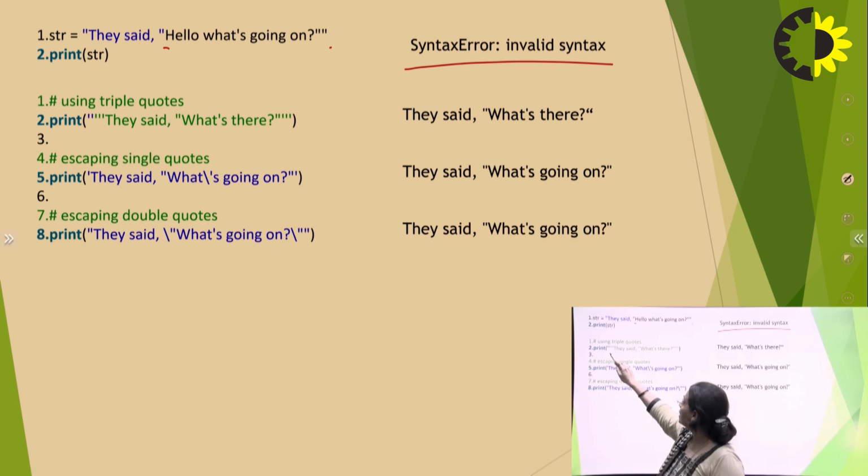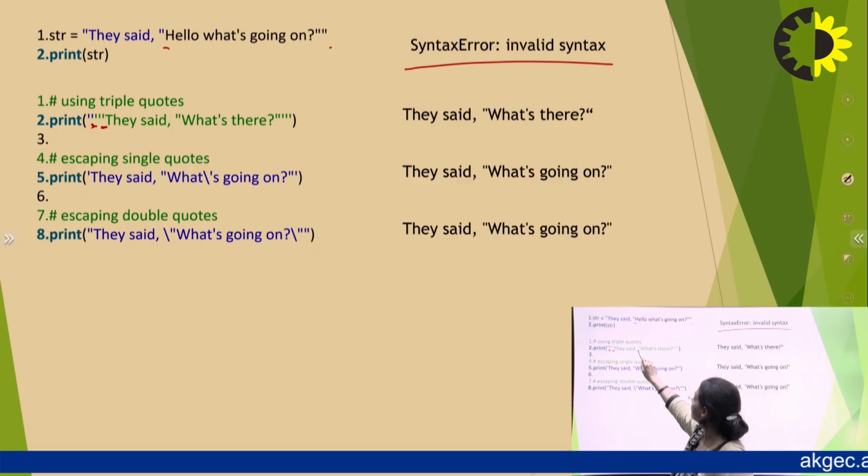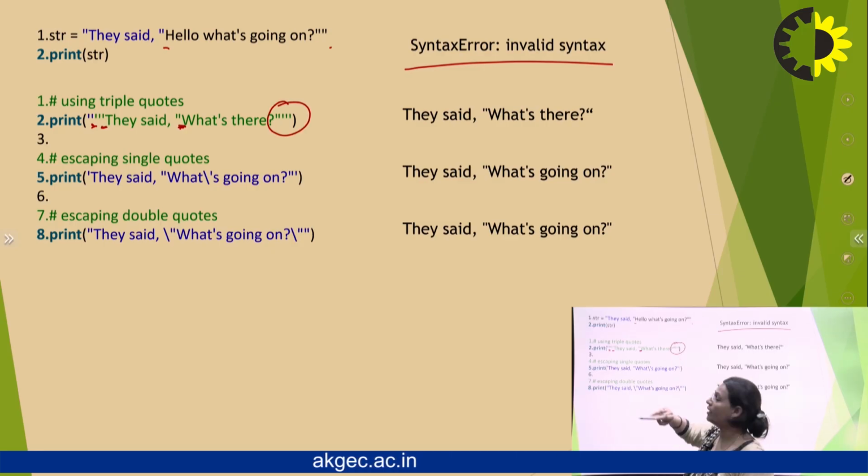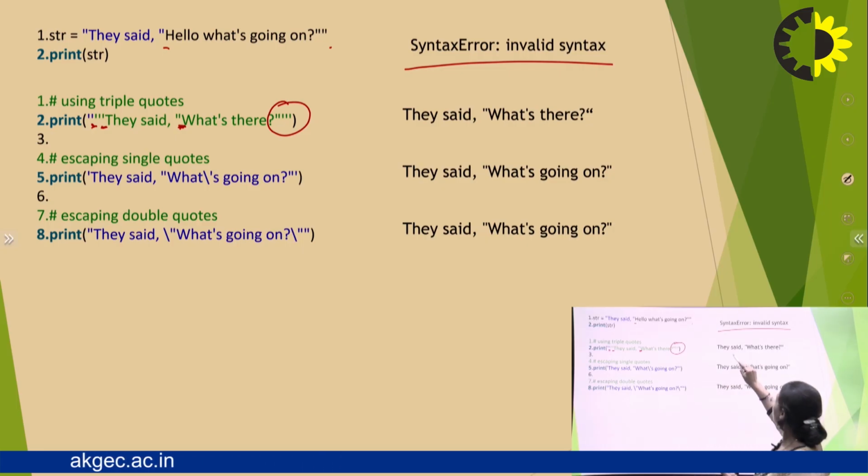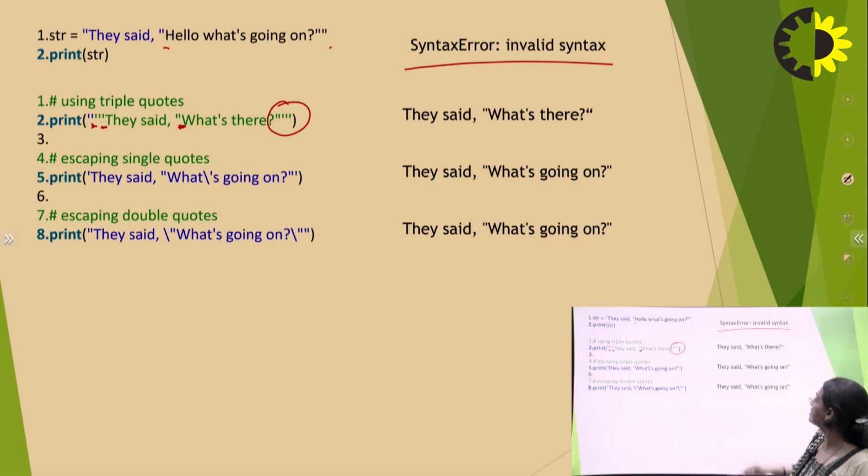Then using triple quotes, look here, 2 quotes and 3 quotes are there, and also here you have written a single quote to double quotes, so that means 3 kinds of quotes are being created, but in the end only 2 quotes are closed. In that case, it will print what is there, so this will be the output.